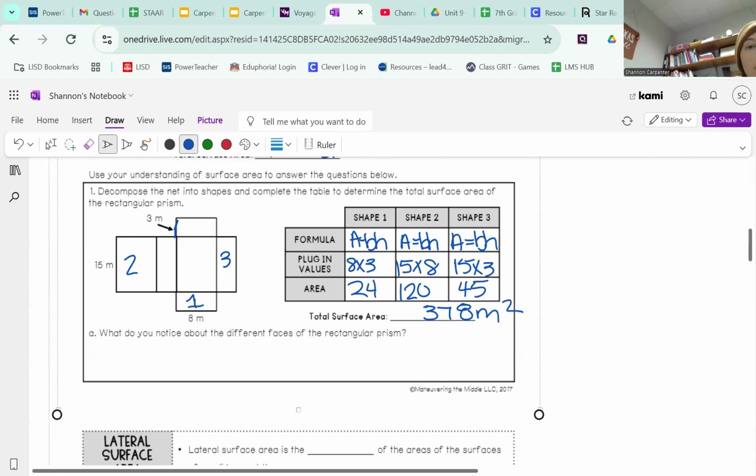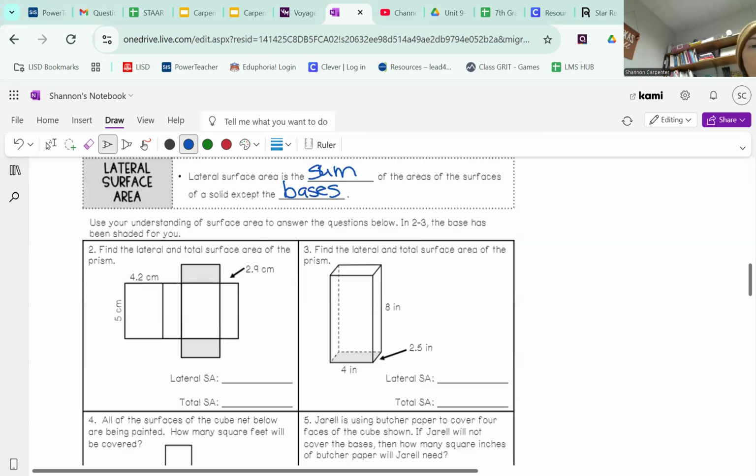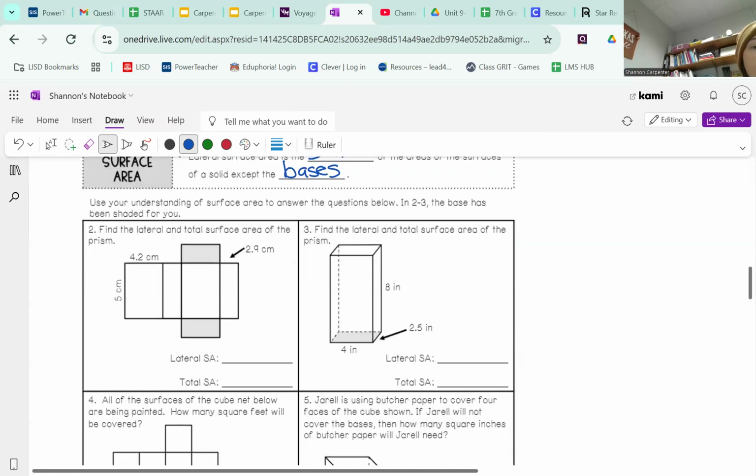All right. Let's look at the next one. If we talk about lateral surface area, it is the sum of the areas of the surface of a solid except for the bases. Lateral just means across, we don't want the bases. We just want the lateral pieces. So lateral surface area.